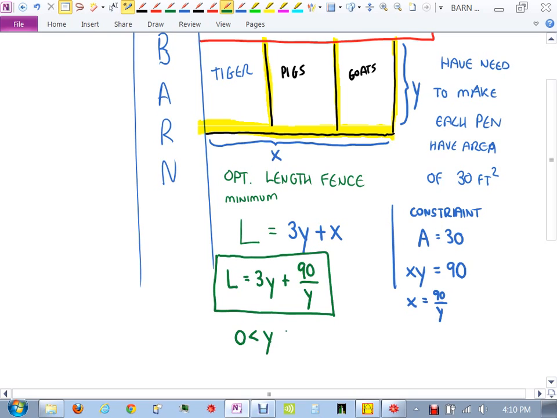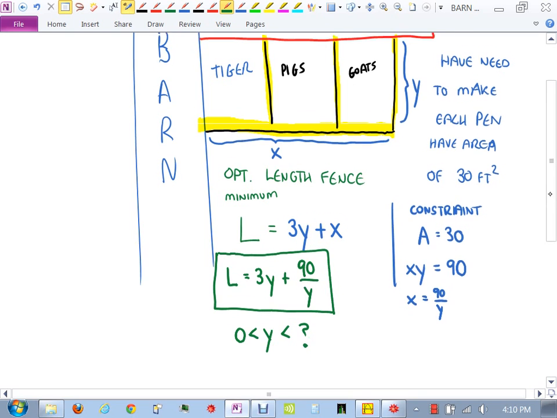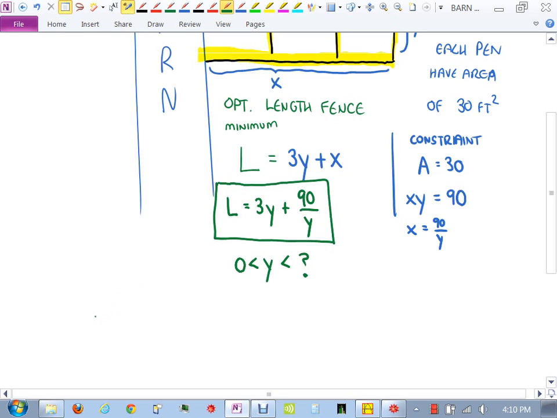So I don't really know what the restriction is on y. I'm going to concede that, which means I'm going to treat it like an open interval problem. Okay? And let's just find a derivative and see where it takes us. So what is the derivative? What is L prime?